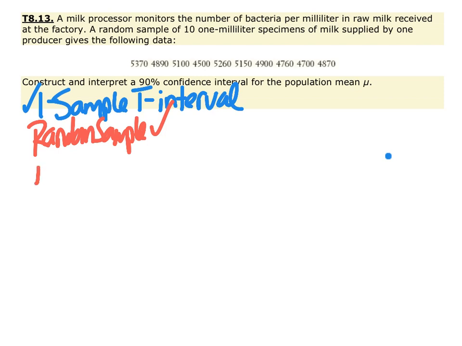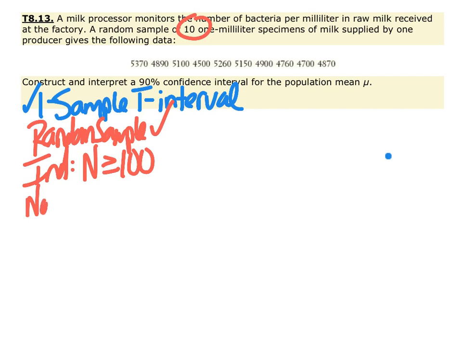For independence, we know that we need to show that the population is greater than or equal to 10 times our sample size, so that's going to be 100. And you could write a statement such as, yes, there's at least 100 or more samples that we could have chosen from. And then for normalcy in this case, we are talking about the means.